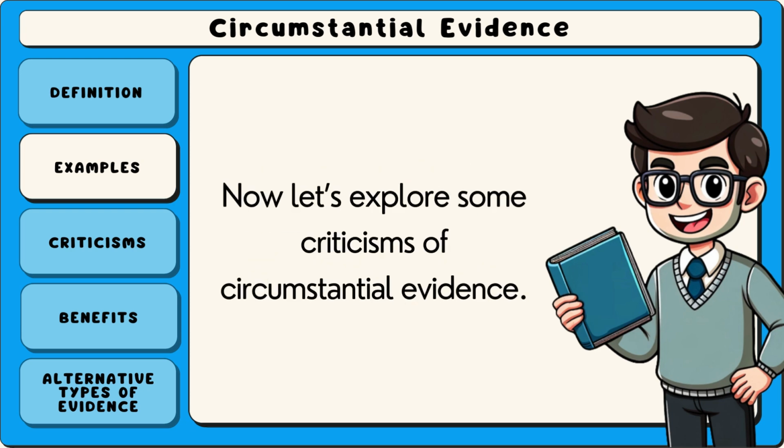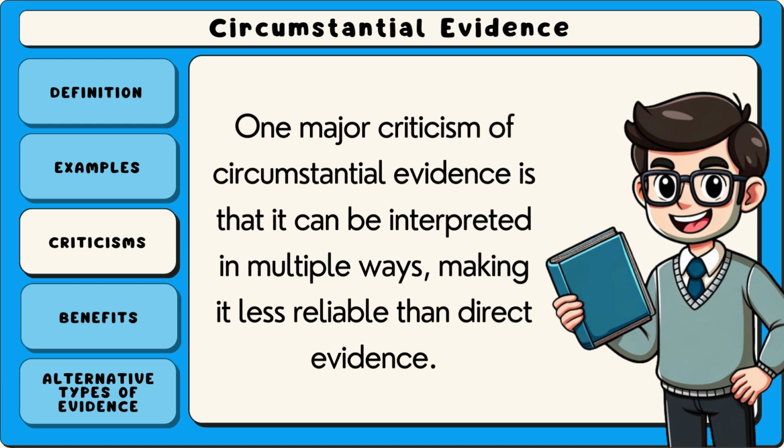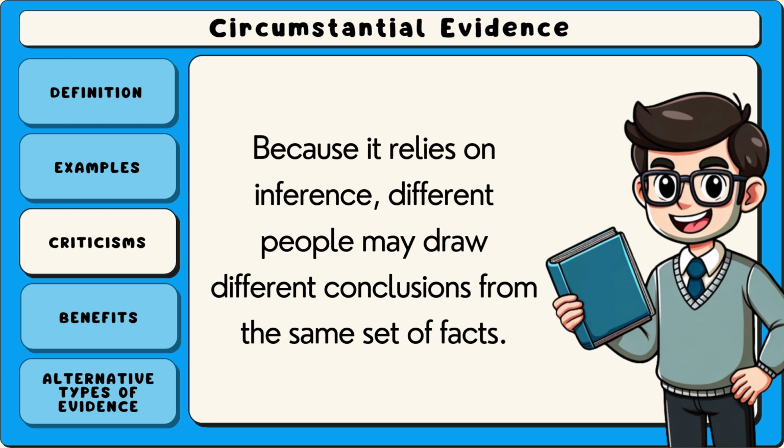Now let's explore some criticisms of circumstantial evidence. One major criticism of circumstantial evidence is that it can be interpreted in multiple ways, making it less reliable than direct evidence. Because it relies on inference, different people may draw different conclusions from the same set of facts.